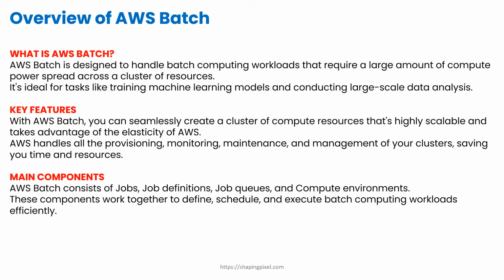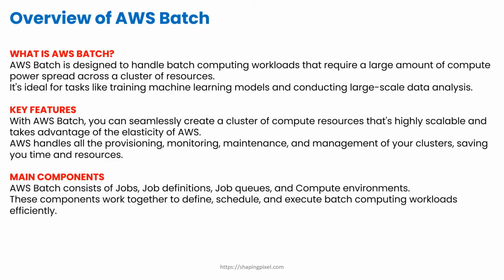AWS Batch. AWS Batch is designed to handle batch computing workloads that require a large amount of compute power spread across a cluster of resources. It's ideal for tasks like training machine learning models and conducting large scale data analysis. With AWS Batch, you can seamlessly create a cluster of compute resources that's highly scalable and takes advantage of the elasticity of AWS. AWS handles all the provisioning, monitoring, maintenance, and management of your clusters, saving your time and resources.